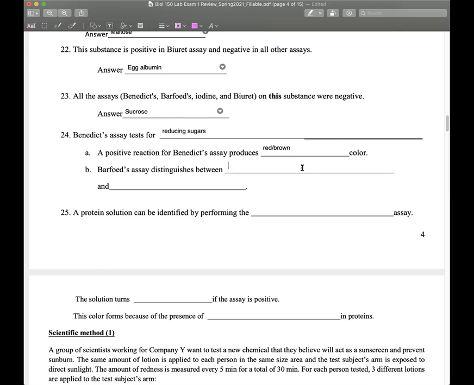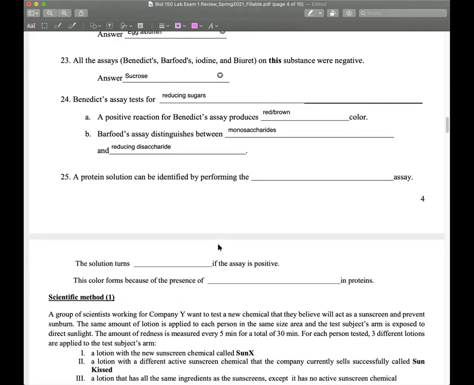What does it distinguish between? Reducing sugars? Yeah, so the Benedict's is for reducing sugars. And then if we had a positive in Benedict's and we put it through Barfoed's, what does that let us know? Whether it's a monosaccharide or a reducing disaccharide. Exactly. Because only the monosaccharides would be positive in the Barfoed's assay.